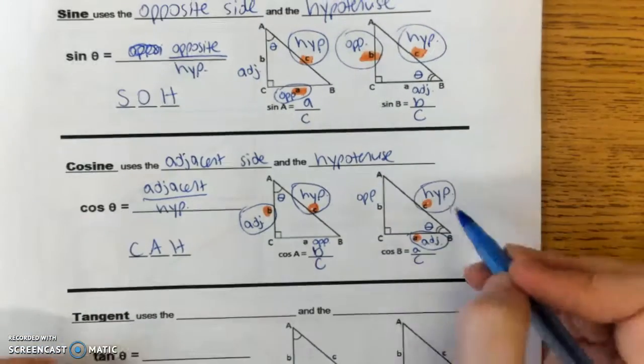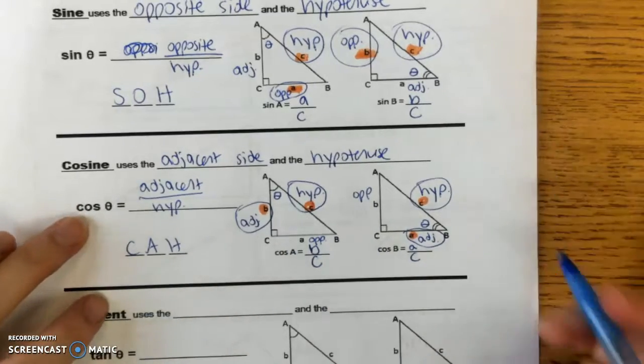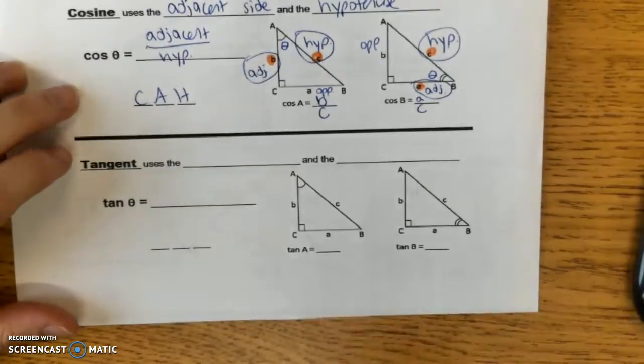Do you guys notice that I circled the sides that I'm using once I figured out which ratio I'm using? That'll be helpful later. Right now we're just slowly walking through all these trig ratios together.